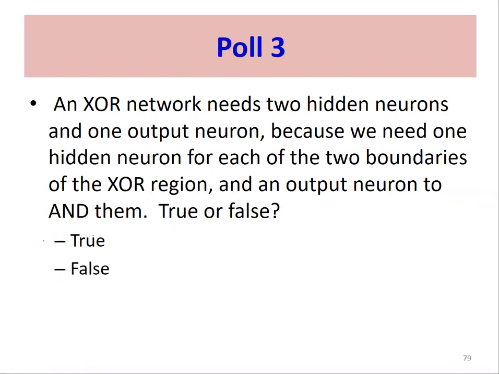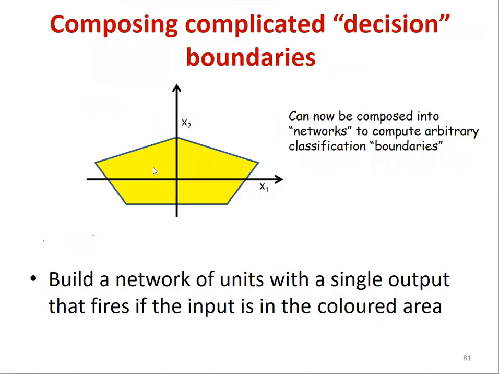The answer is true, right? Okay, any questions so far? As we saw, you can do it with one hidden neuron, but with the 2 neuron circuit, and I'll explain why that works on Piazza, right?